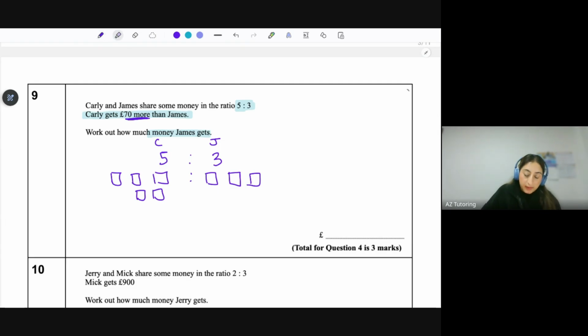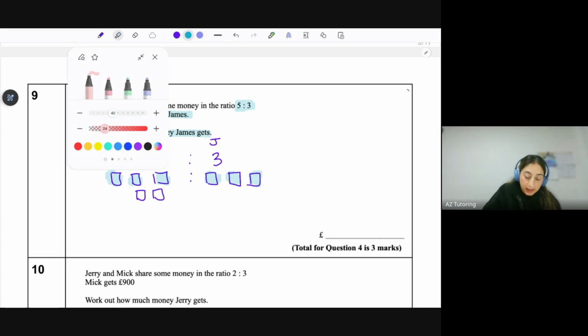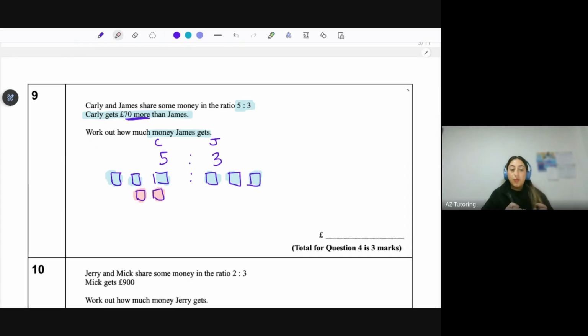So if you can see from the parts, they both get 3 parts each. But the only extra that Carly has is 2 parts. So she's got 2 more parts extra. And it says she gets £70 more. So essentially, them 2 parts should be equal to £70. These 2, which are the extra parts, should equal £70. Because that's what the question says.